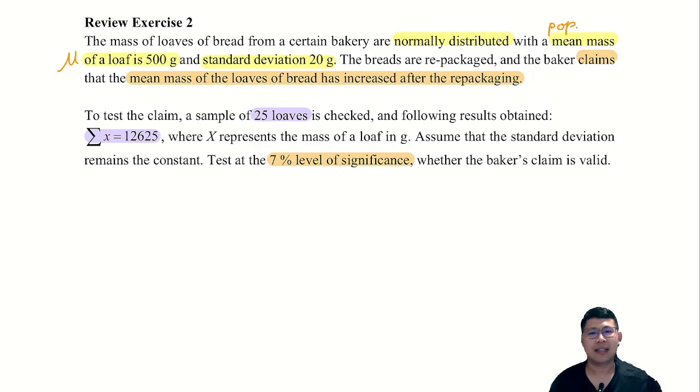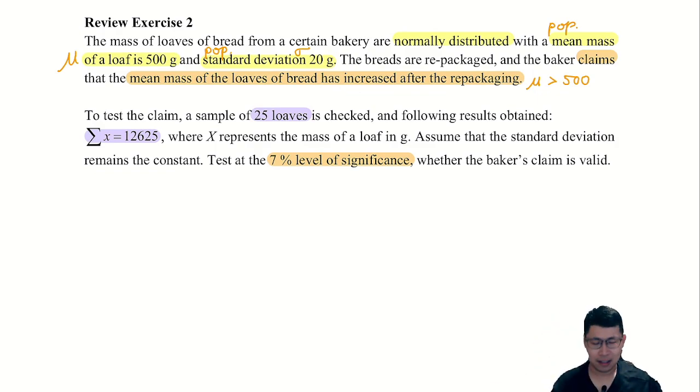Now the standard deviation is 20 grams. This refers to our population standard deviation, and the notation for the population standard deviation is small sigma. The breads are repackaged and the baker claims that the mean mass of the loaf has increased, so this mean is more than 500. This one over here is the claim. Later we'll see whether it falls into the null or the alternative hypothesis, but this is one of the hypotheses.